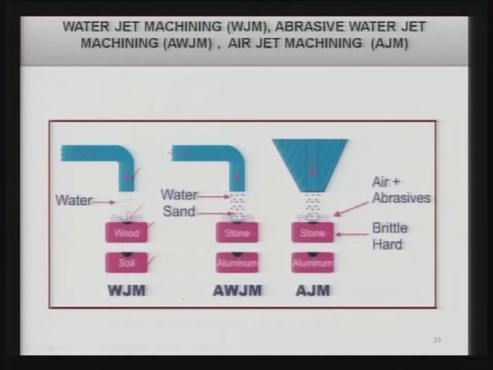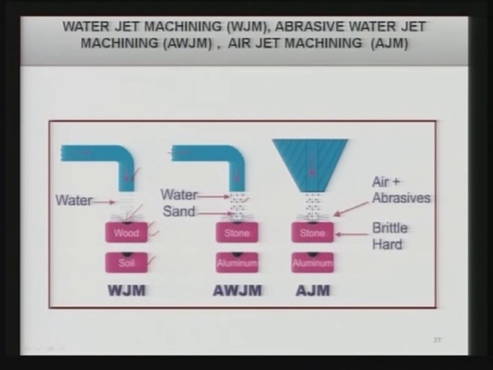Because our basic principle, if you remember, was that the tool material hardness should be much larger than the workpiece material hardness. Now, here water is able to remove the material. So, as we will see later on, it is the kinetic energy of the water which is able to remove the material from the wood or the soil. Now, if there are abrasive particles mixed with the water, as we can see here, water is able to remove the material from the wood or the soil.